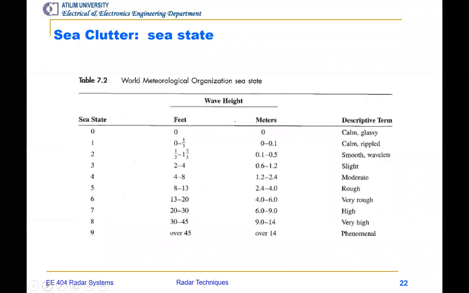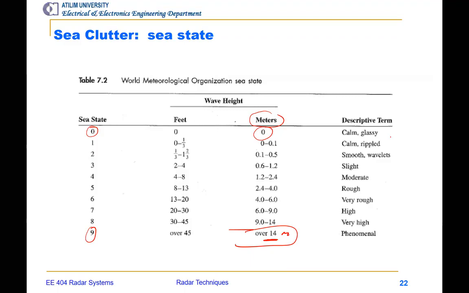In the world, there's an agreement on the sea state and the wave height, and we see from 0 to 9 sea states, and see the wave height from 0 to over 14 meters, which is just like the tsunami. And on the right hand side, you can see a descriptive term for the sea.